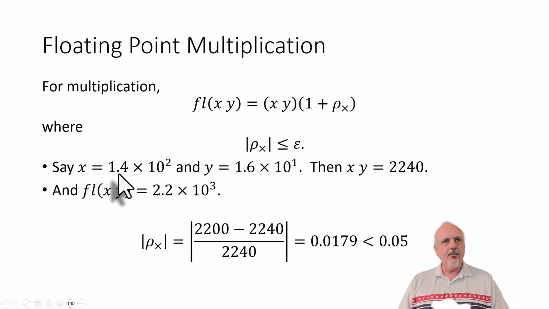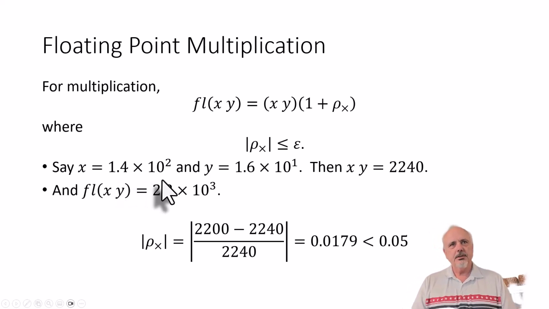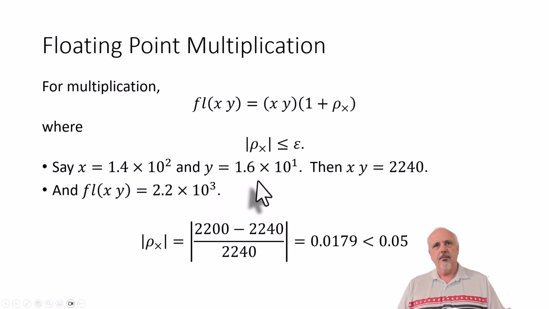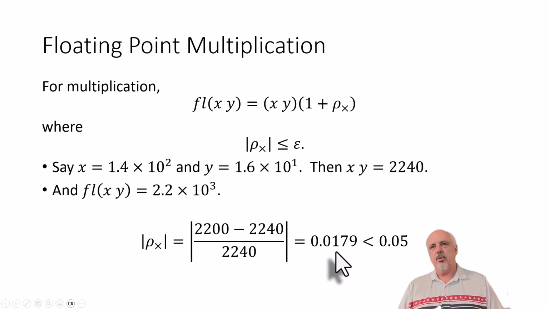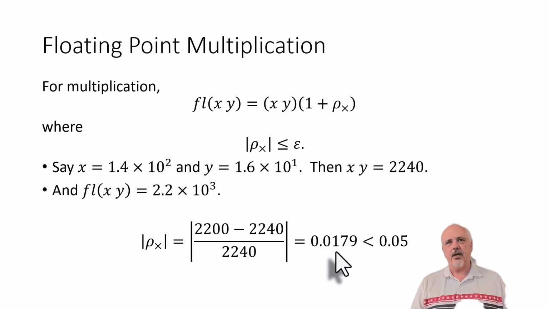Let's do an example. x is 1.4 times 10 squared, and y is 1.6 times 10. So x times y is 2240. When I float that value, I get 2.2 times 10 to the 3. Now looking at the relative error, I've got 2200 for the float and 2240 for the true value. So I end up with an error of 0.01, which is less than 0.05.